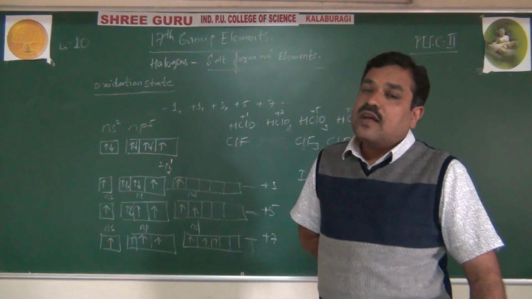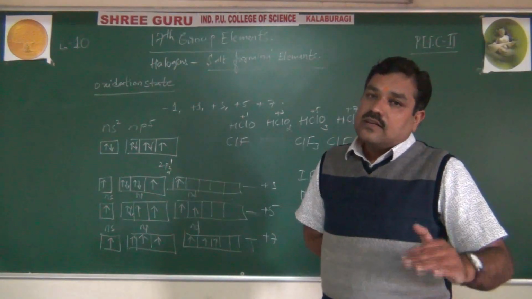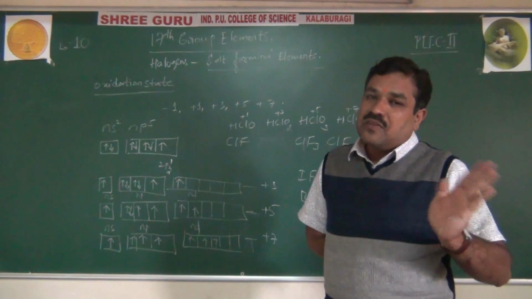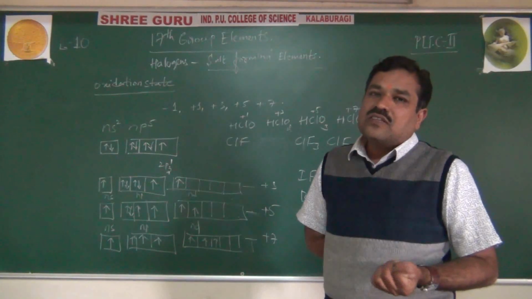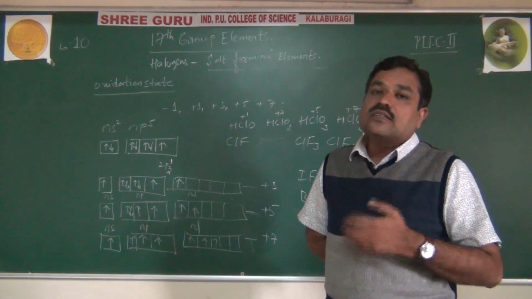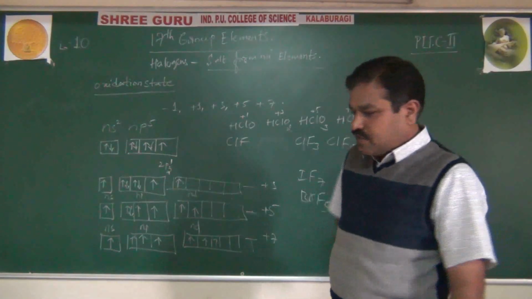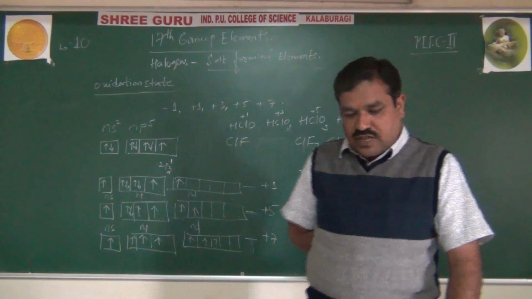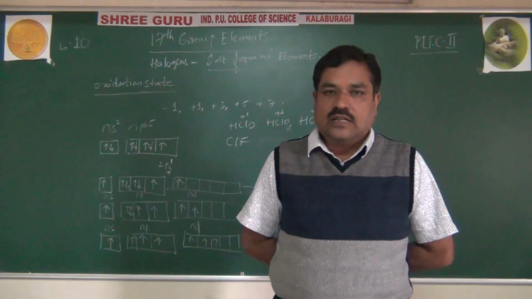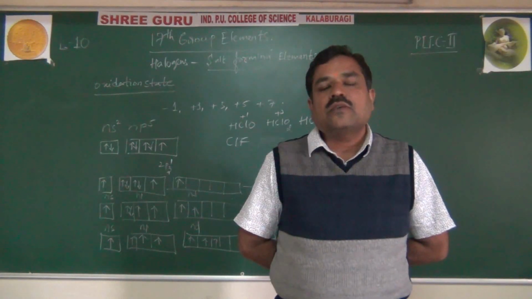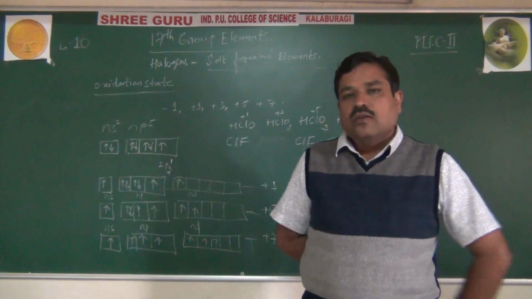Now, we applied it for the 15 and 16 groups. What is the inert pair effect? The reluctance of ns electrons to take part in chemical bond formation compared to np electrons, as ns electrons are highly penetrated toward the nucleus. Right? Due to the inert pair effect, plus 5 becomes stable for bromine and iodine. Plus 7 becomes stable for chlorine, not fluorine. Right? Keep this in mind.